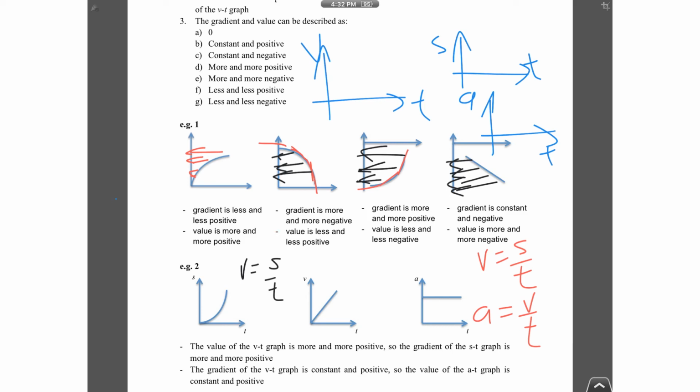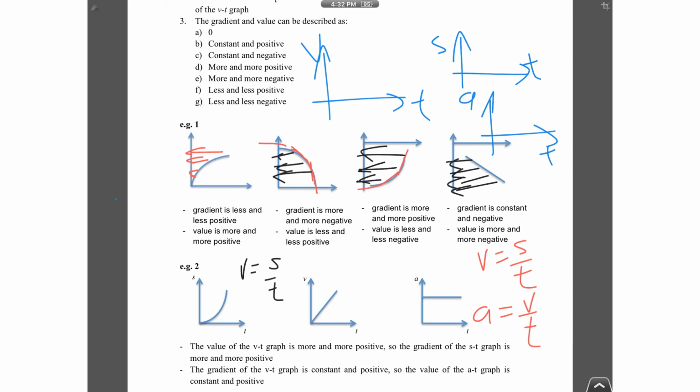If I want to convert to ST graph, I need to change to gradient. So since the value you told me is more and more positive, the gradient of the ST graph must also be more and more positive. So how do you draw a more and more positive gradient? First, it must point up, agree? Then it must get steeper. That's why we draw pointing up and steeper. Do you understand?